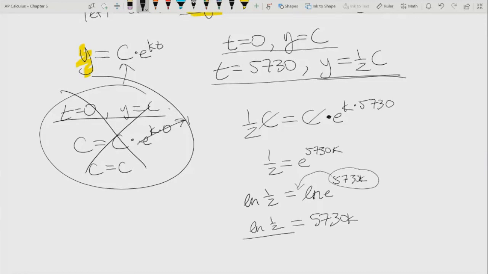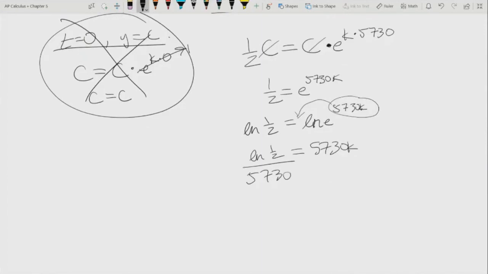Divide both sides by 5,730, and we've got what k equals. So bust out your calculator really quick. Do a little natural log of 0.5, ln 0.5, divided by 5,730. Make sure you put the parentheses around the natural log of 0.5. And we get a very small number for our k factor. It is negative, though. Take the natural log of 1/2, that's where the negative comes from.